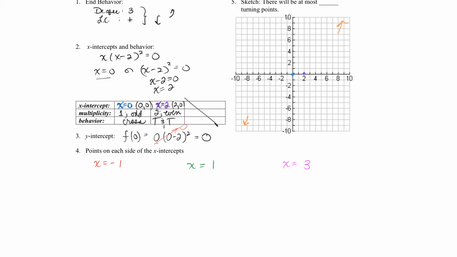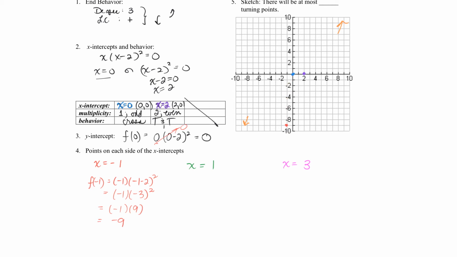So at x equals -1, f of -1 equals -1 times (-1 minus 2) quantity squared. It's -1 times (-3) squared. (-3) squared is 9, so that's equal to -9. So I'm going to have a point at (-1, -9), which fits nicely with my picture, right? Because I said that it was going to be falling to the left.